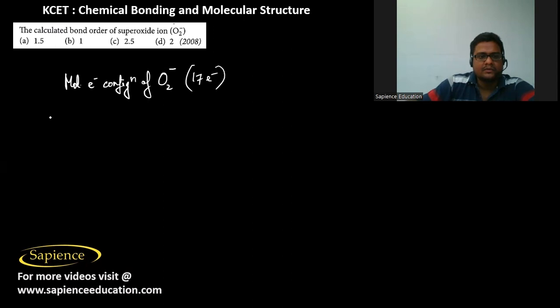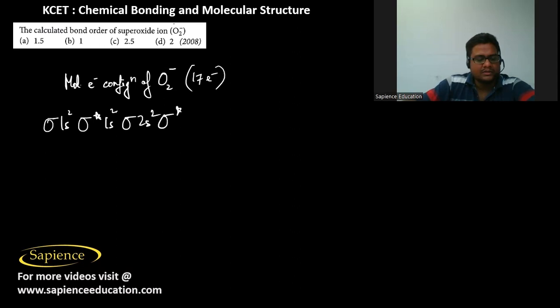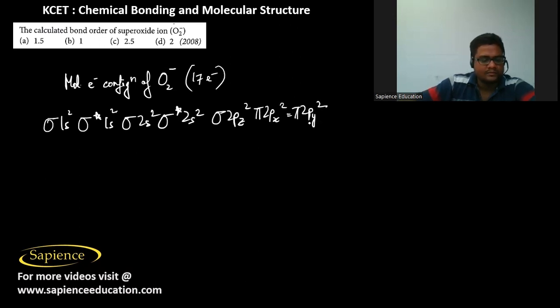So therefore we have sigma 1s2, sigma star 1s2, and then sigma 2s2, sigma star 2s2, and then sigma 2pz2, and then we have pi 2px2 equals pi 2py2. Then we have pi star 2px2 equals pi star 2px1, 2py1.